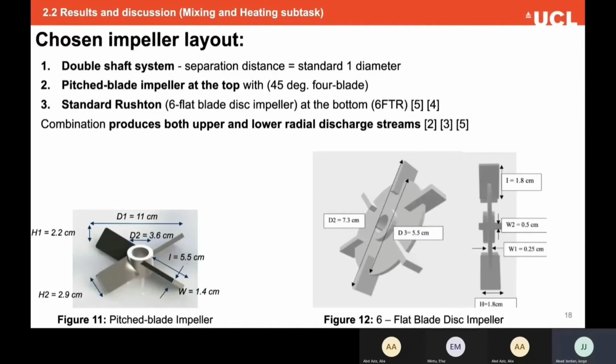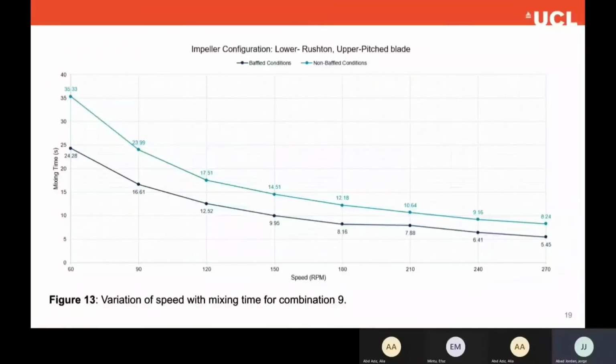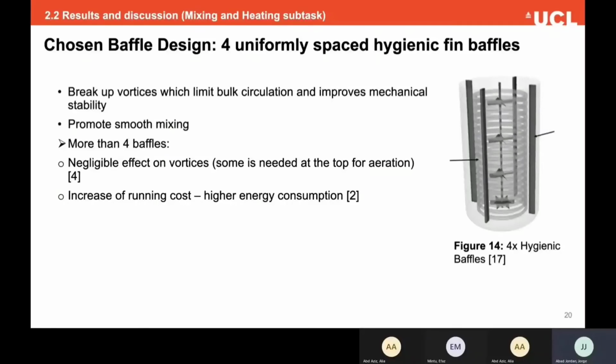These types of high-speed impellers can be used for this type of strain in vaccine production, as the robust cell wall of the yeast is able to withstand any potential shear force. As seen from the graph, using the baffle conditions produces a lower mixing time overall. With this in mind, we decided to choose 4 uniformly spaced hygienic baffles.